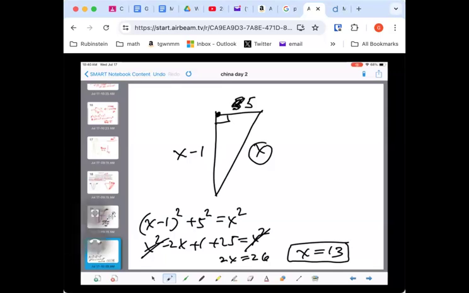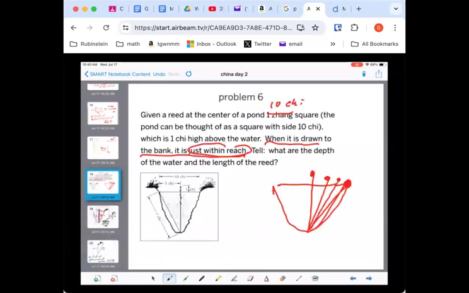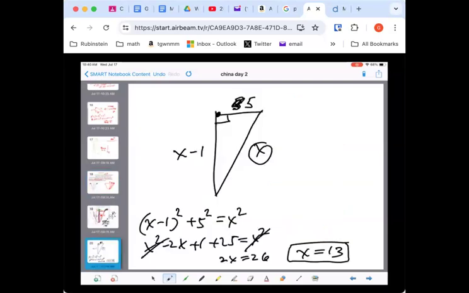Let me just make sure that's what they asked. They asked, what's the depth of the water? Oh, there were actually 2 questions. What's the depth of the water and the length of the reed? So X minus 1 equals 12 is the depth of the water. And 13 is the length of the reed.